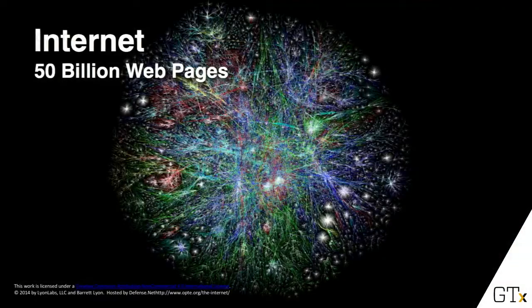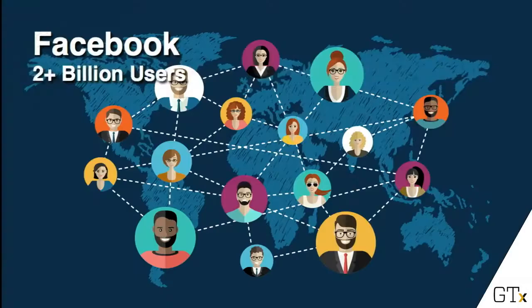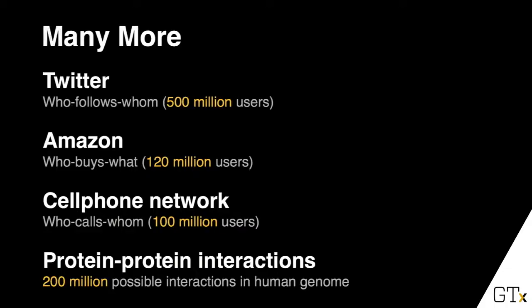So graphs are everywhere. For example, the internet is a 50 billion web page network, where each web page is a node in the network and an edge is a web link connecting two web pages. Another example is the Facebook social network, which has over 2 billion users, where each node in the graph is a user and each edge is a friendship link. There are actually a lot more examples like these.